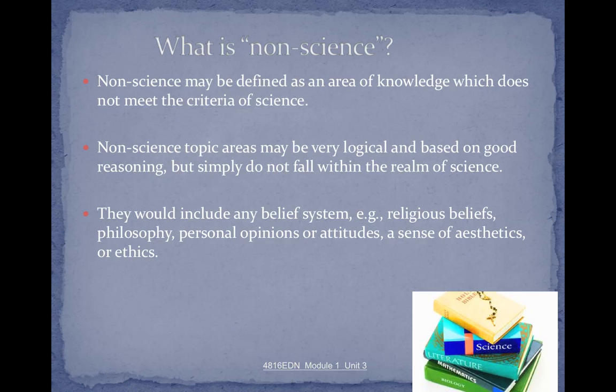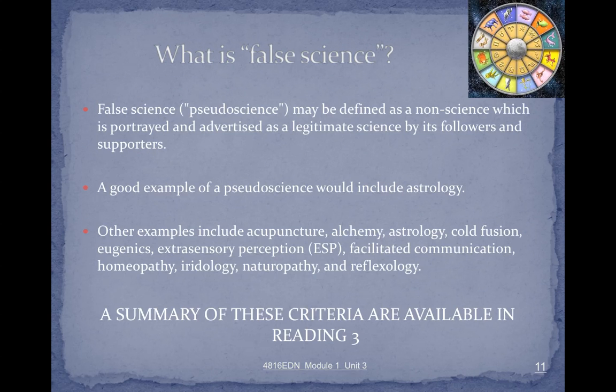A non-science, on the other hand, is an area of knowledge that doesn't meet the criteria for science. So it could be a very logical area, could be based on good reasoning, but it doesn't fall within the realms of science. So things like philosophy, religion, ethics, these are all not scientific, but they're very valid disciplines in their own right. What's a false science?